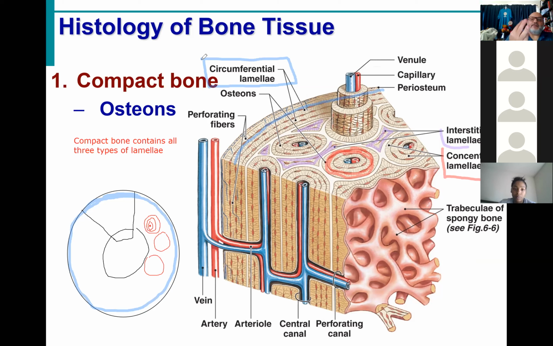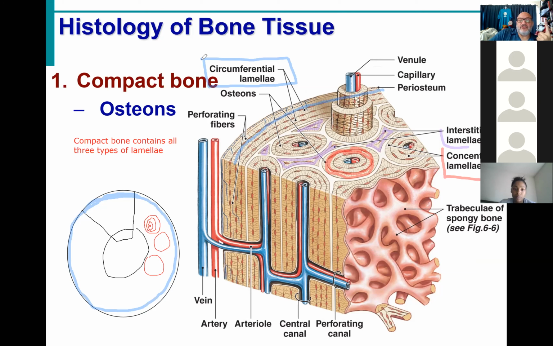But so now if you think about it, now we know 3 things about compact bone. Well, 4. It's the most common, making up 80% of the skeleton. It's superficial. It's towards the surface of our bones. We know its organizing structure is an osteon. And now we know that it is comprised of all 3 types of layers of lamellae: circumferential, concentric, and interstitial. Okay? This is important because it helps us to distinguish it from our spongy bone.